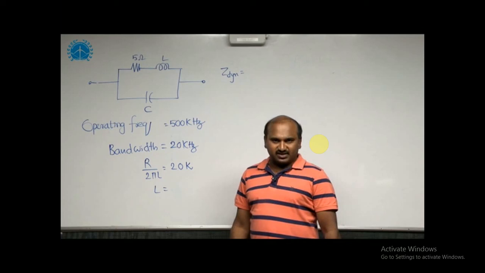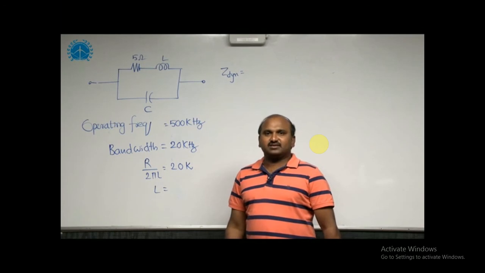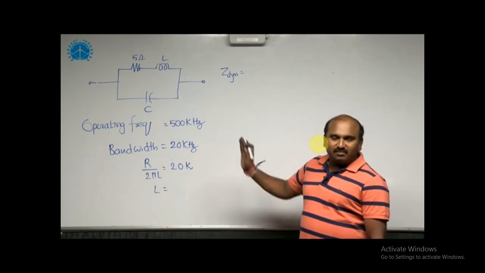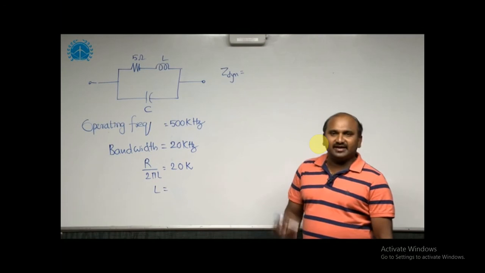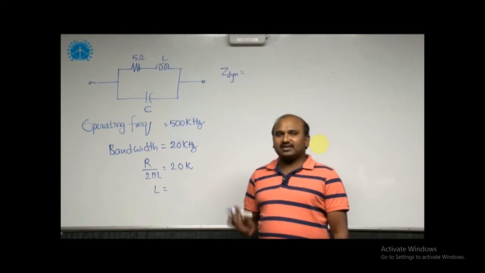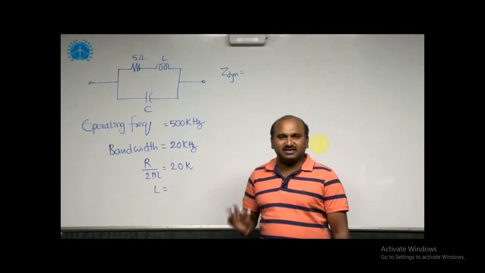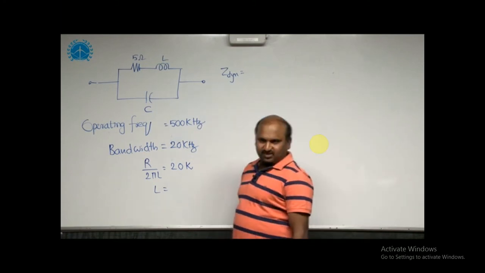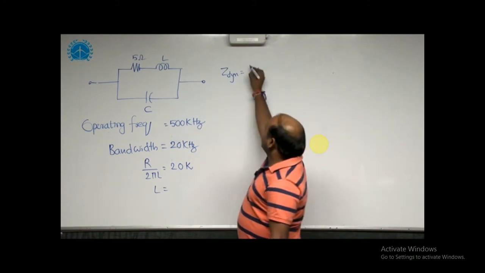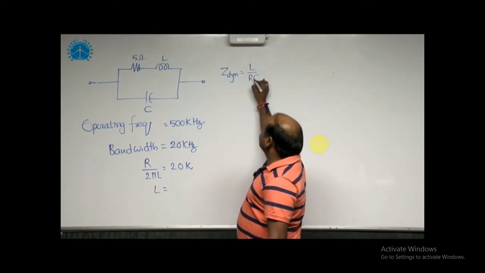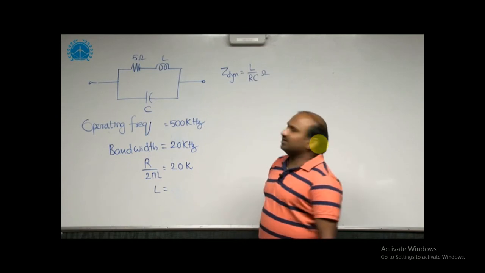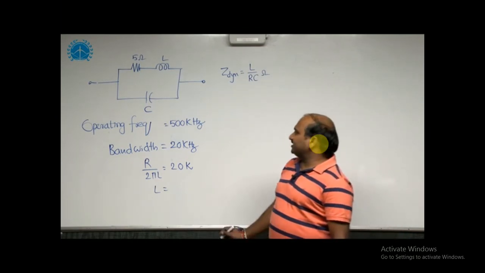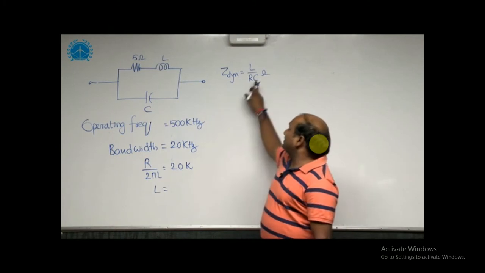Under resonance condition, by considering the total impedance or admittance and setting the imaginary part equal to 0, you will get the real part only. That real part here we are considering as the dynamic impedance. To obtain the dynamic impedance of this tank circuit, we have the formula L by RC ohms. For this, we need to estimate the L value and C value.